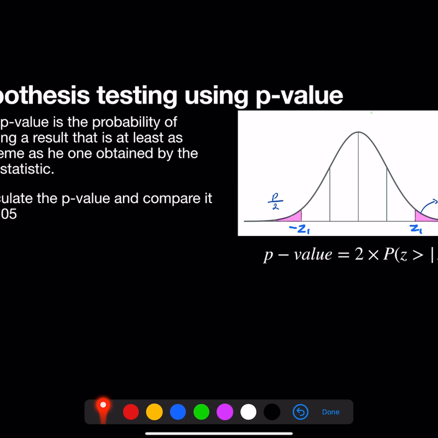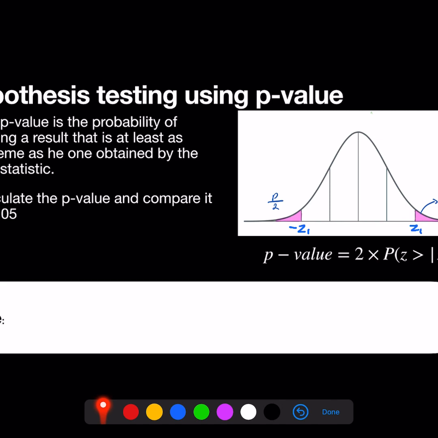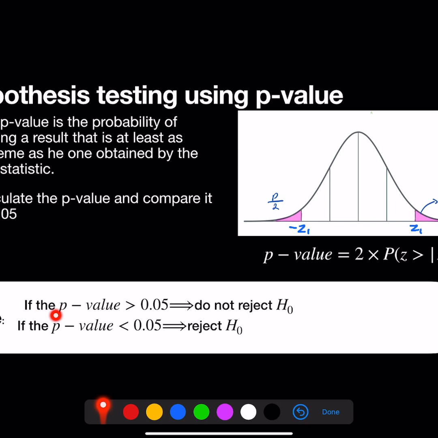And the p-value is twice the probability that any given test score is going to be greater than the absolute value of z1. So I'm talking about this specific area here. This is the area that is half of the p-value, same as this area over here, and the p-value is twice the size of that area. We can get the size of this area from our tables. So the rule is: if the p-value is greater than 0.05, we fail to reject the null hypothesis. If the p-value is less than 0.05, we reject the null hypothesis.